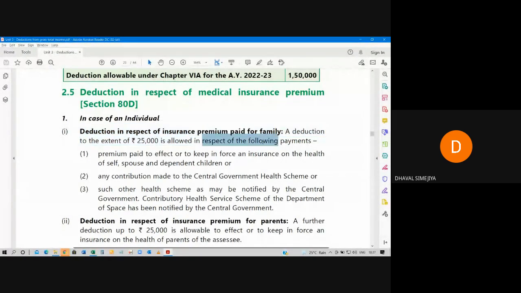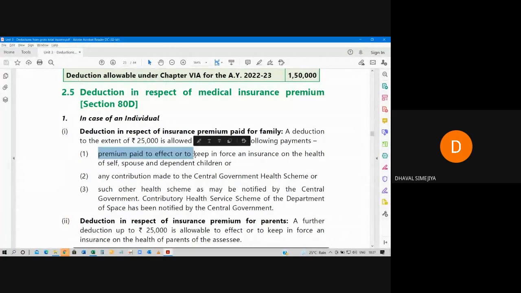The following payments are covered. Which type of payments are covered? Look, you are supposed to write down the 25,000 rupees only. The points will be there in your module. Maximum limit 25,000. Premium paid to effect or keep in force the insurance on the health of self, spouse, and dependent children. Self means myself.